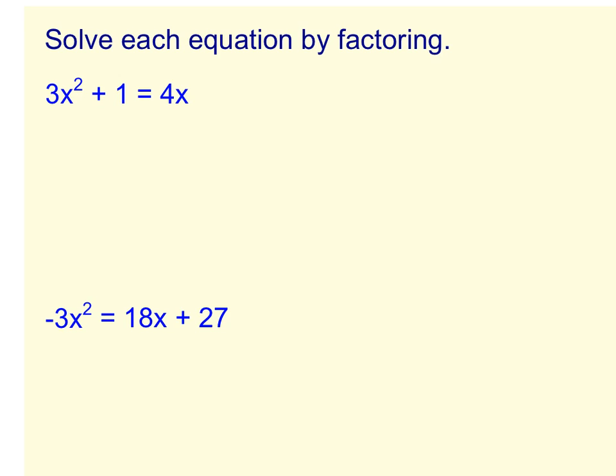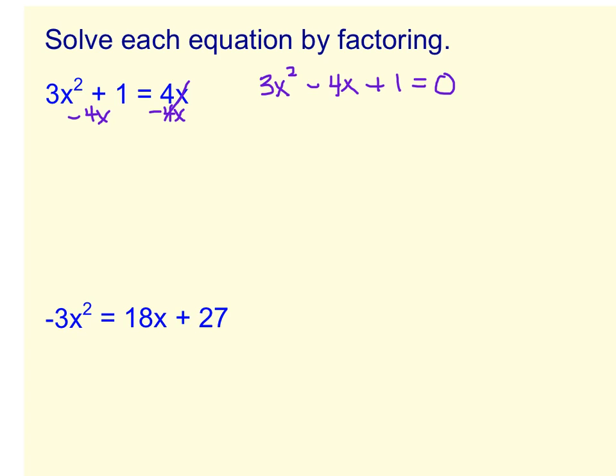Alright, we're going to try a couple more. So if you notice, this is not in standard form. You want everything on the same side of the equal sign, and I'll go ahead and throw out there that it's very helpful if your x squared term is positive. It just makes it easier for us to factor. So we're going to subtract the 4x from both sides, and when we rewrite that in standard form, we have 3x squared minus 4x plus 1 equals 0.